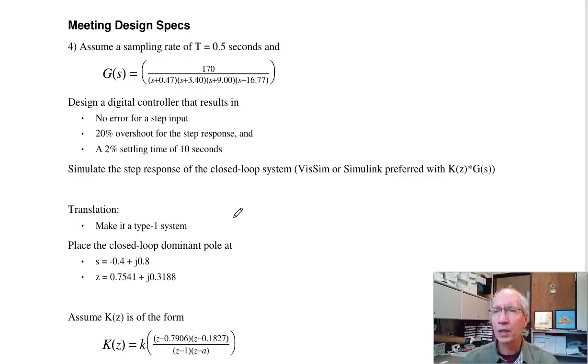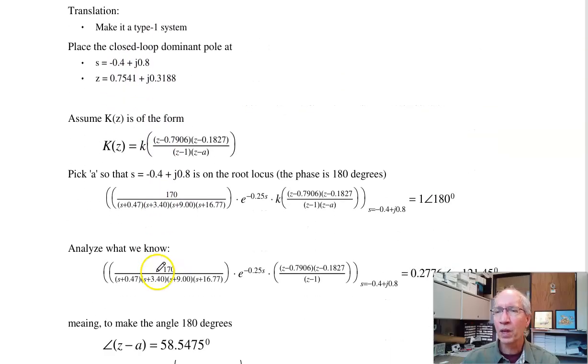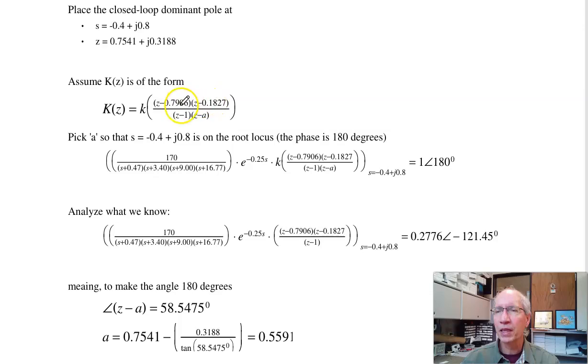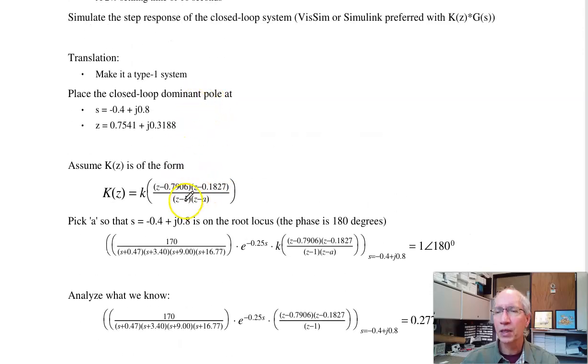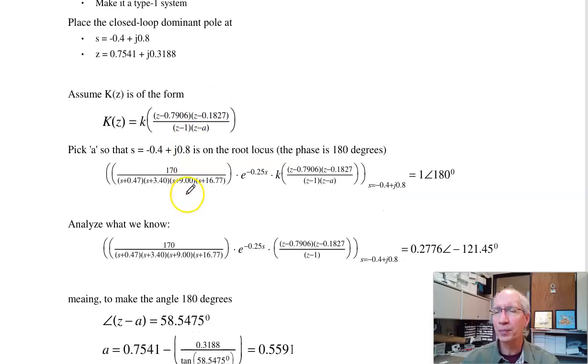Problem 4. If I want to meet some design specs, like I want the settling time to be 10 seconds, what that means is in the s-plane, I want the dominant pole to be at minus 0.4 plus j 0.8 for 20% overshoot. For T is 0.5, here's the corresponding spot in the z-plane. I'll pick K of z in this form. Cancel the two slowest poles, add a pole at s equals 1. This one I'll slide around to make the angles add up.